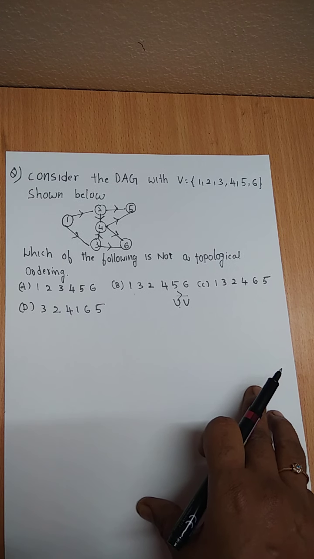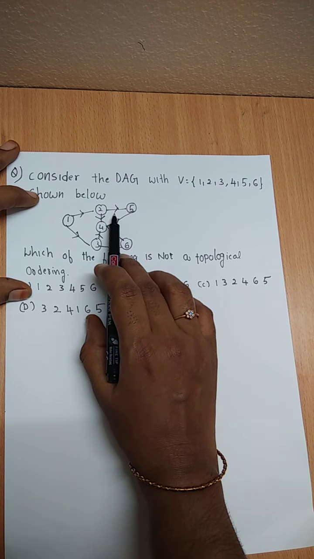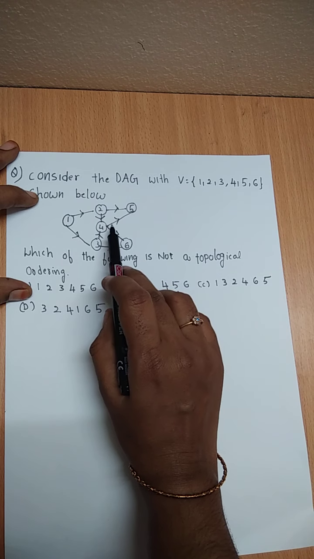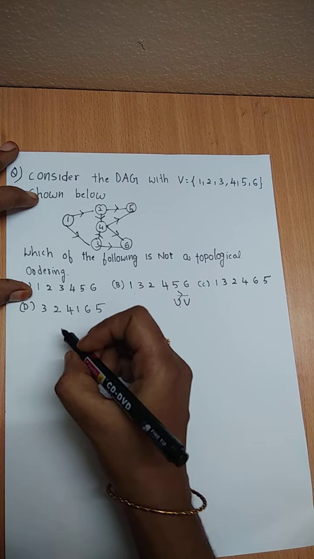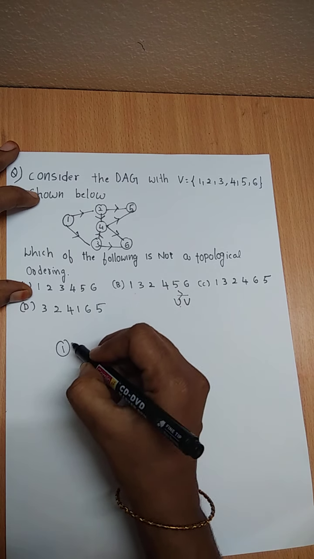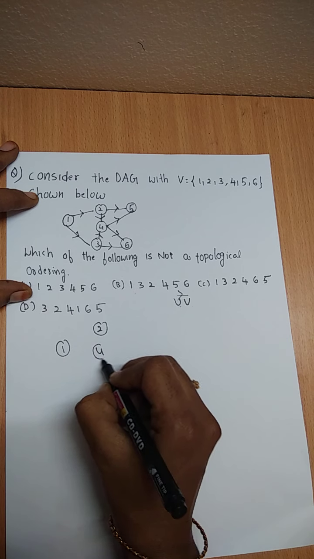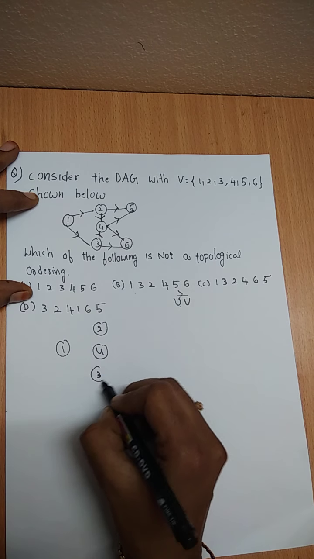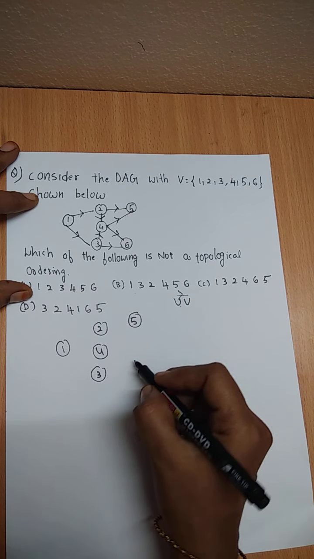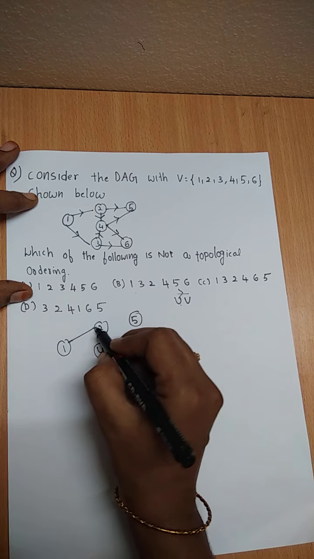Now this is the given graph. Now I will show you how to find the possible topological orders for this graph. First, let us take the graph: 1, 2. We want to write the topological orderings. The graph must be directed and acyclic. Write the edges.